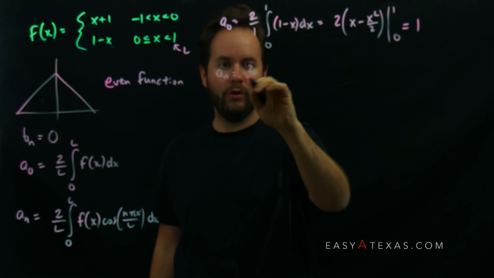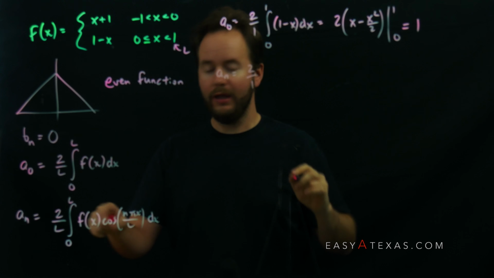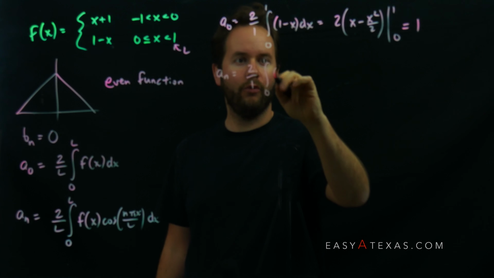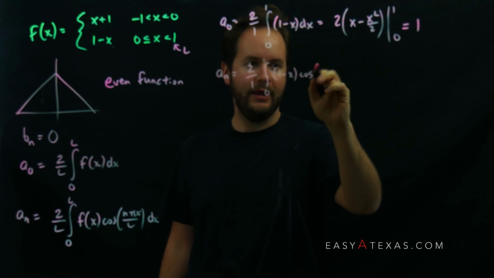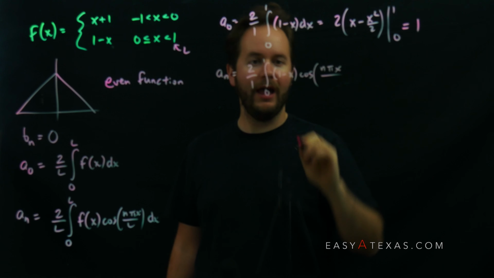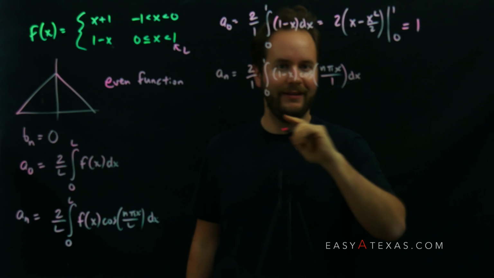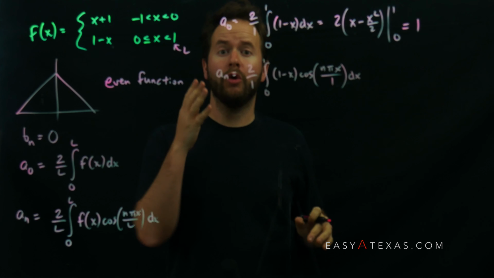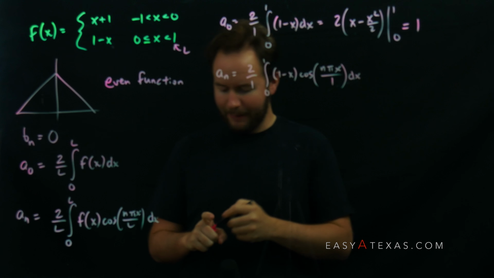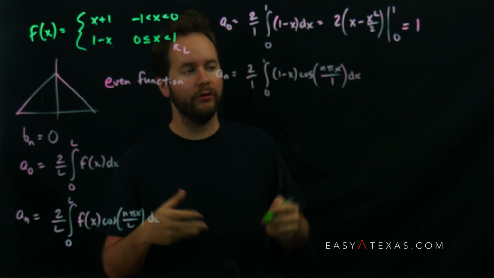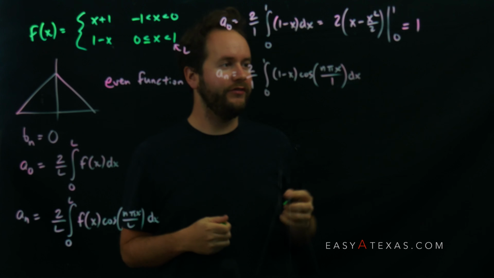An is going to be 2 over 1, because L is 1, integral from 0 to 1 of 1 minus x cosine n pi x over L, and of course L again is 1, so I'm going to say divided by 1 here, dx. This integration is going to require integration by parts, but I'm going to use tabular integration. So in case you didn't know tabular integration or need a refresher on that, here's how tabular integration works.